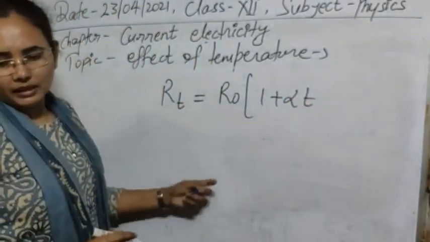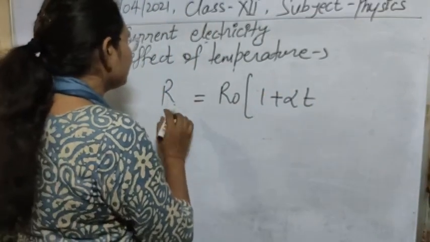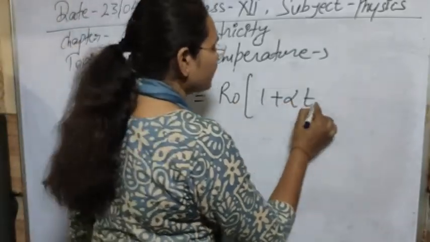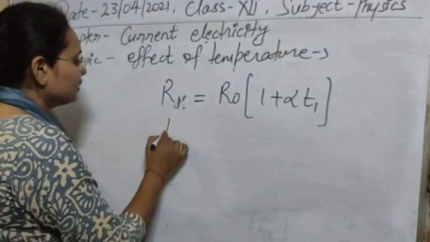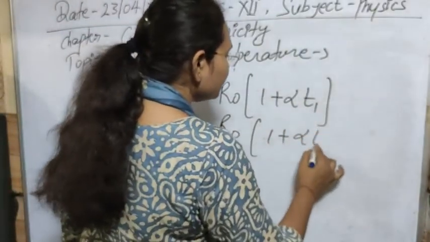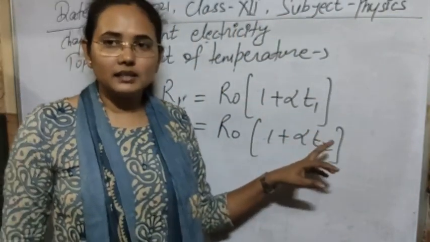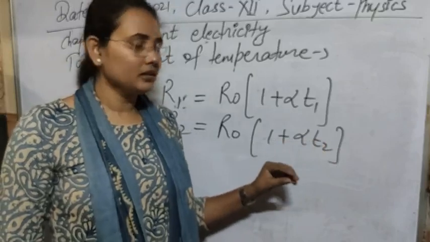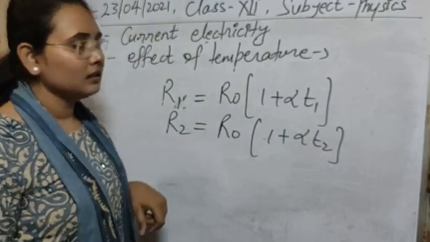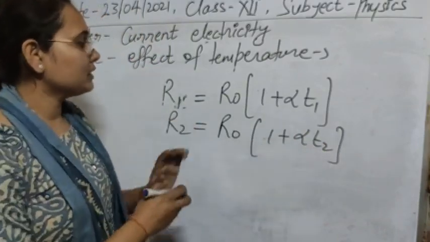Or for the same material, we can understand it also. Suppose we have a resistance R1 at temperature T1. Similarly, we can find the resistance R2 by changing the temperature again, and we want to see exactly what the change in resistance is with increase in temperature. Here we have increased temperature from T1 to T2, and we want to see what the change in resistance will be.